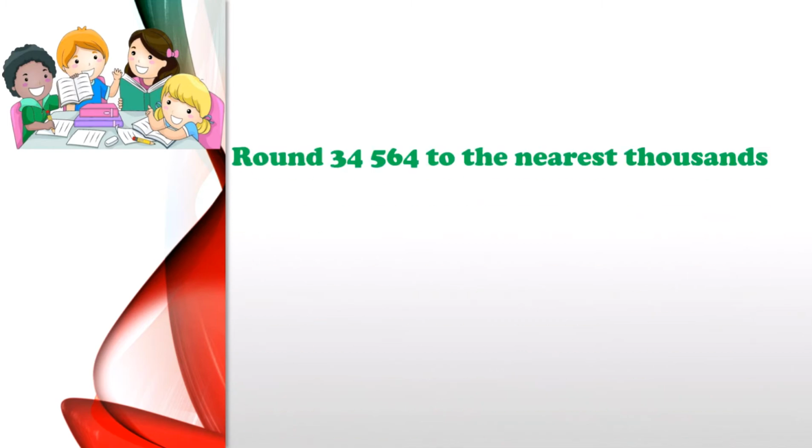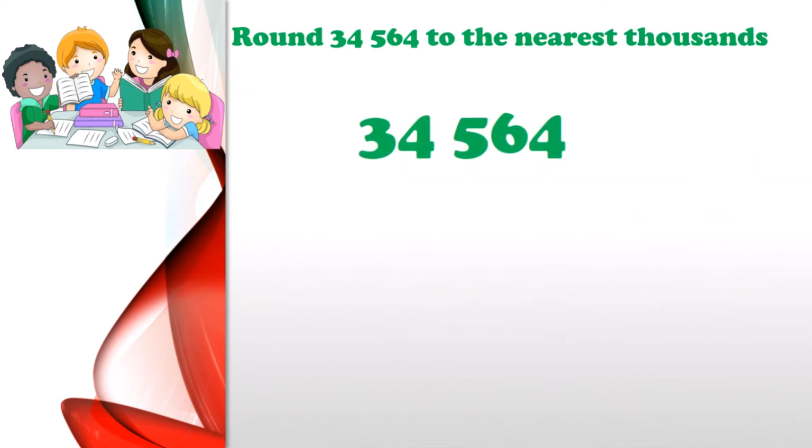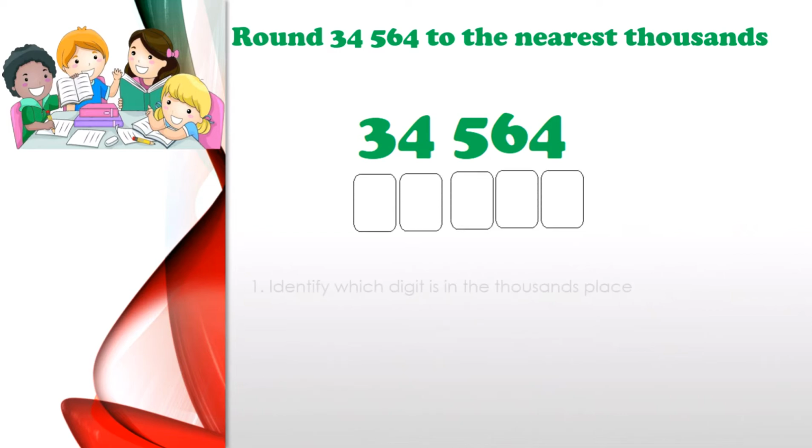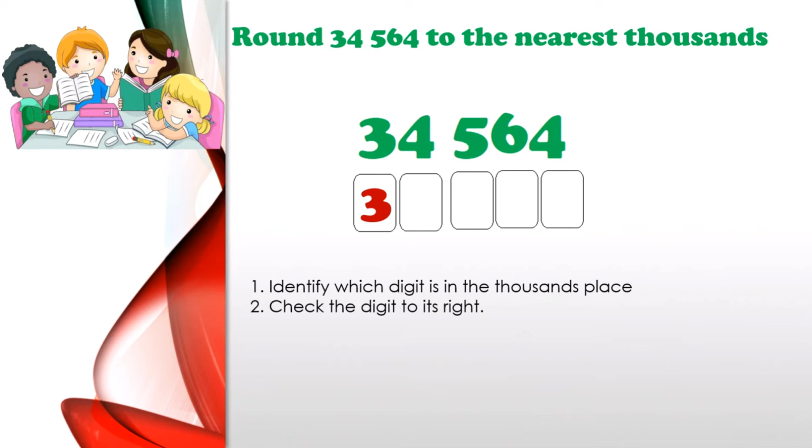Let's try rounding number to the nearest thousands. Round 34,564 to the nearest thousands. Let us first identify which digit is in the thousands place. For this number, the digit in the thousands place is 4. So we just copy the number at the left of 4, which is 3. Next, let us examine the number to the right of 4.